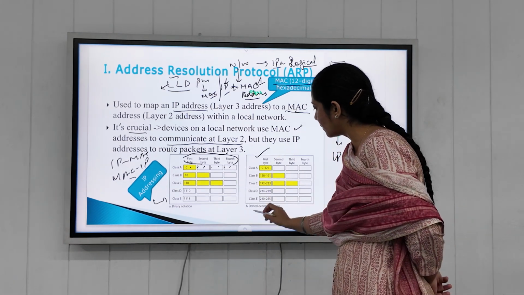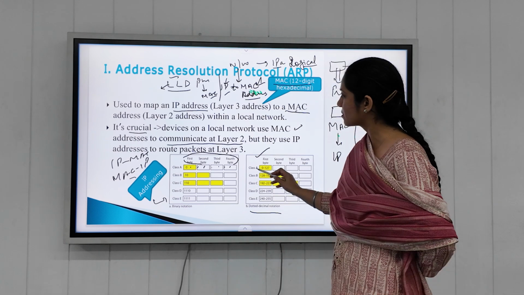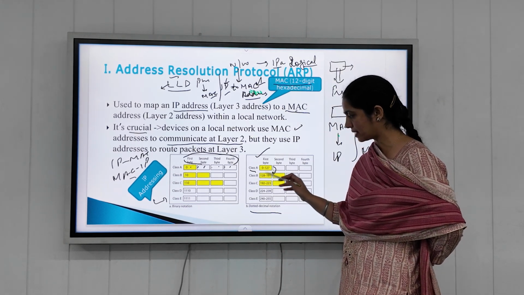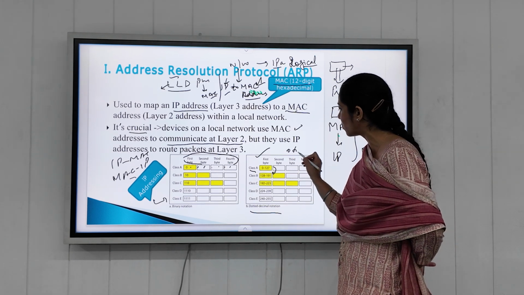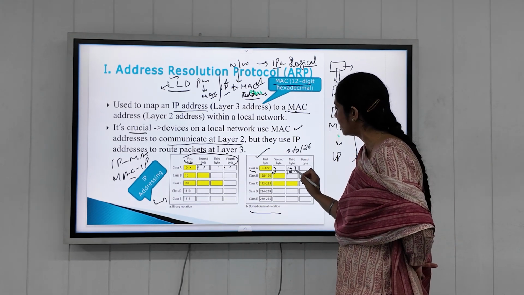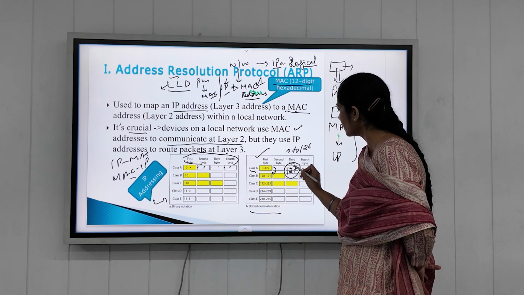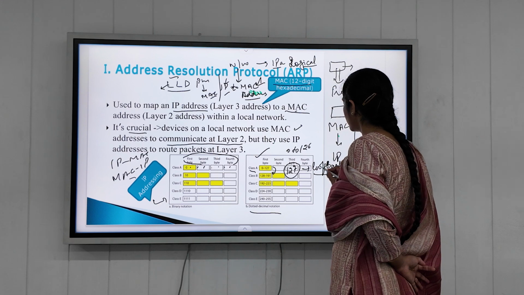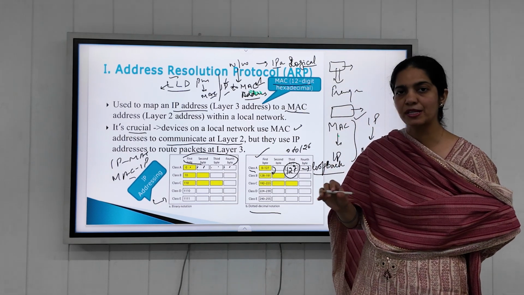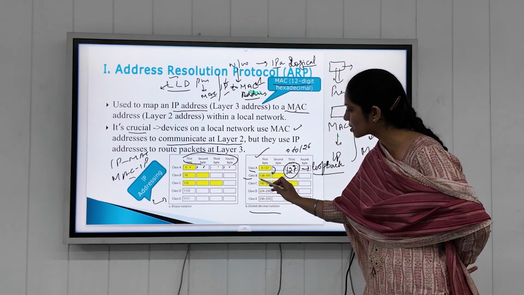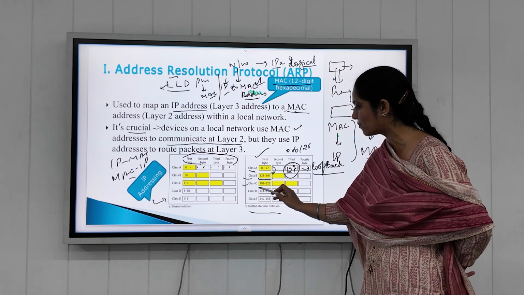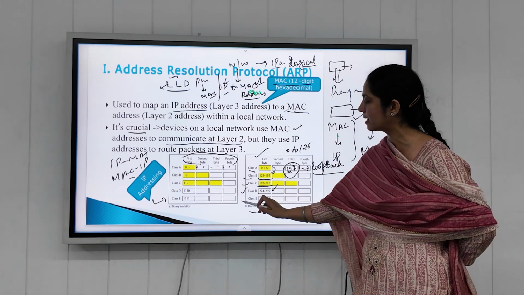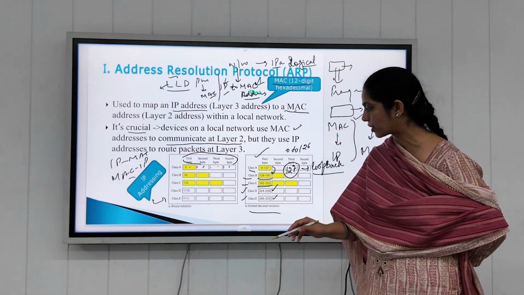If I talk about the dotted decimal notation, class A is 0 to 127, basically 0 to 126, and 127 is reserved for loopback addressing. Then class B is 128 to 191, class C 192 to 223, class D 224 to 239, and class E 240 to 255.